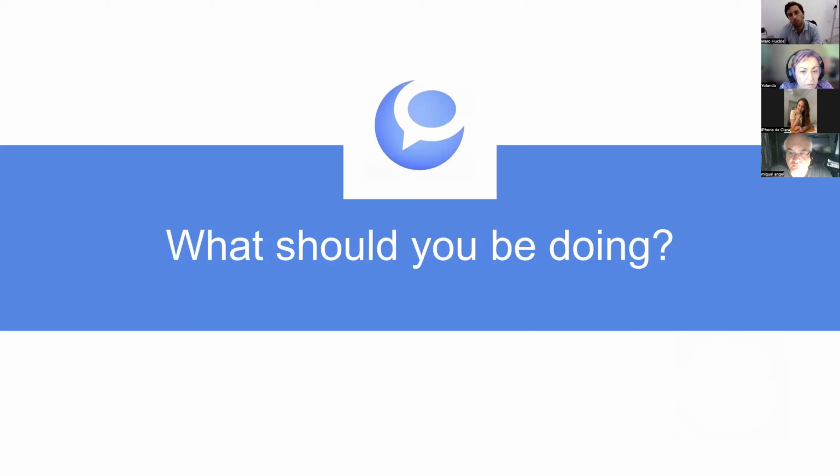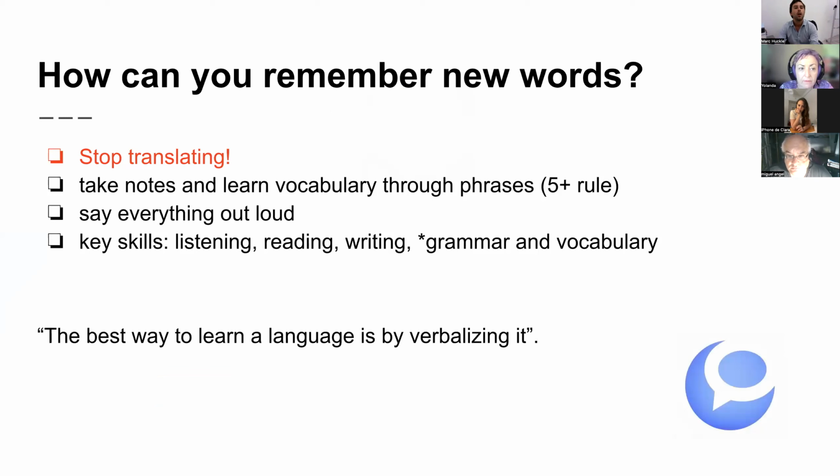So what should you be doing? Let's look at how to study. How can you remember new words? The key is to stop translating. As soon as possible, stop translating. Take a new word, wind up, for example, and relate it to a synonym. Annoy, pick on, tease, make fun of, joke around with. Relate it to synonyms. Then write a phrase and say the phrase out loud.